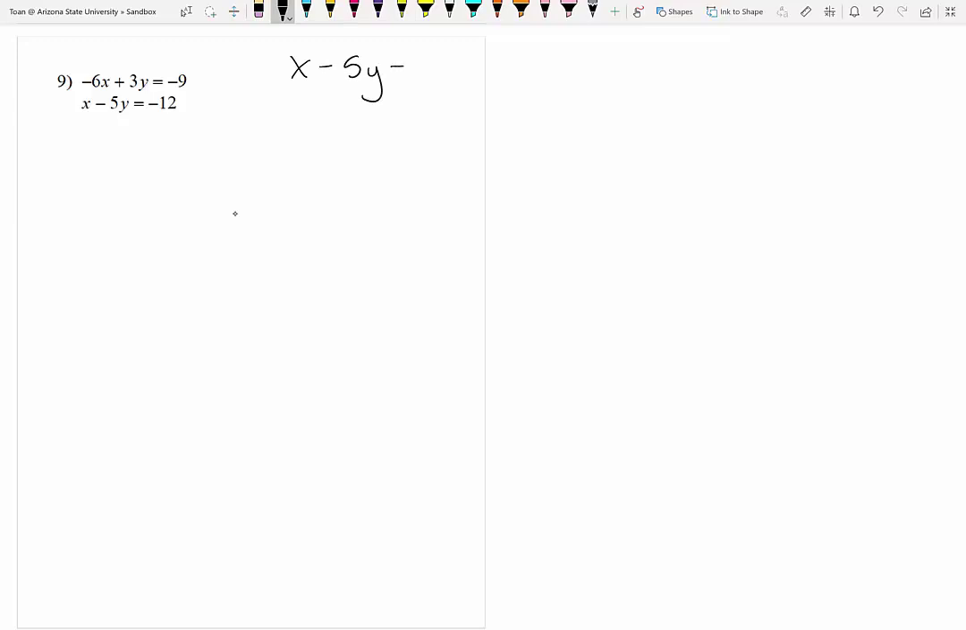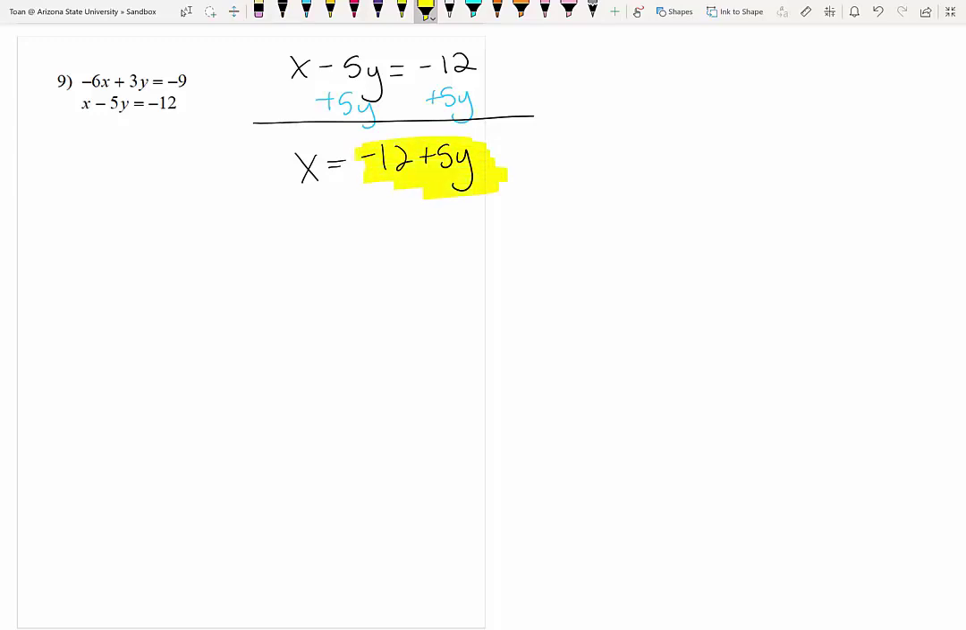So I'm going to write down the second equation. And let's go ahead and solve for x, which is just one step here, adding the 5y over. So that gives us x equals negative 12 plus 5y. So now that I have a variable solved for, x equals whatever, by substitution, that means I'm going to take this entire expression and substitute it into the other equation wherever I see an x. So to rewrite the top equation, we have negative 6, but instead of writing an x, I'm going to substitute a negative 12 plus 5y, and then finish the rest of the problem, plus 3y equals negative 9. And then the rest is math.